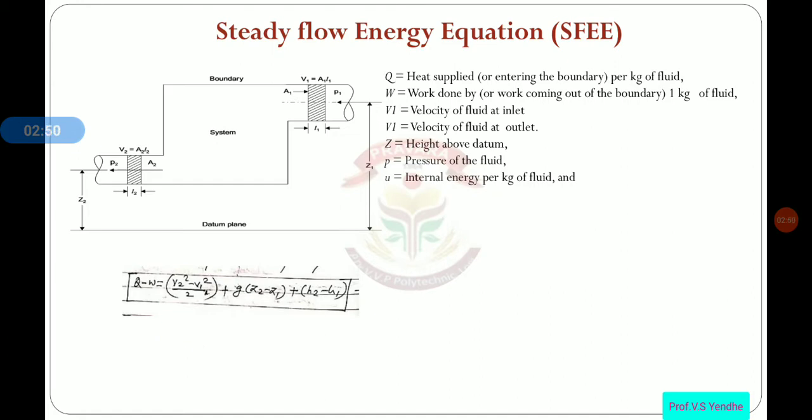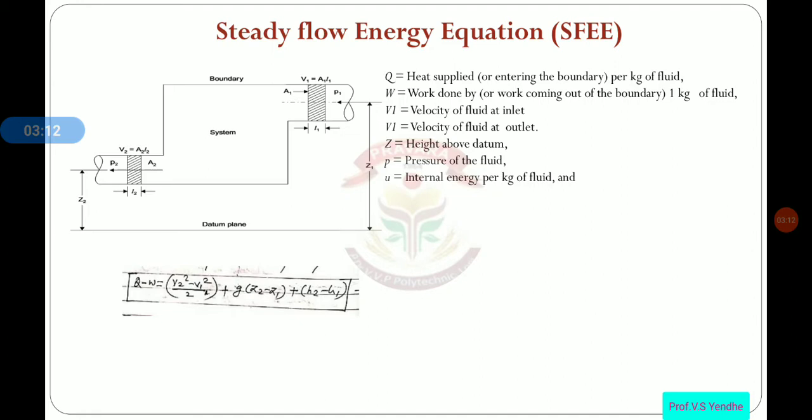So that we will get the steady flow energy equation, SFE, that is Q minus W equals V2 square minus V1 square divided by 2 plus g into Z2 minus Z1 plus H2 minus H1. Here Q is the heat supplied or heat entering the open system. W is the work done by this system on the surroundings.